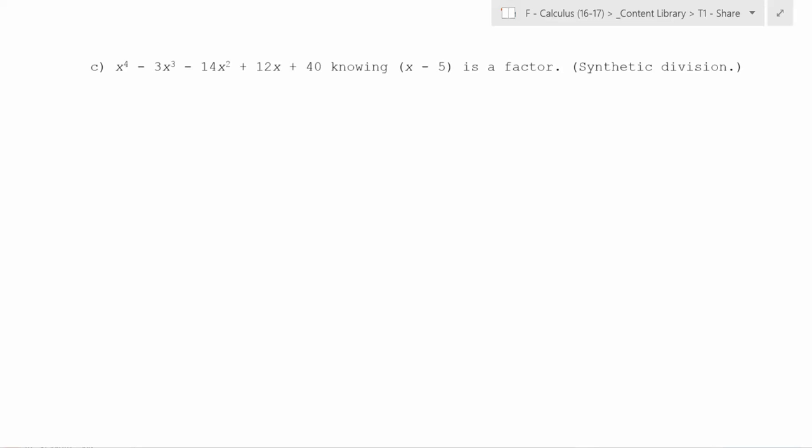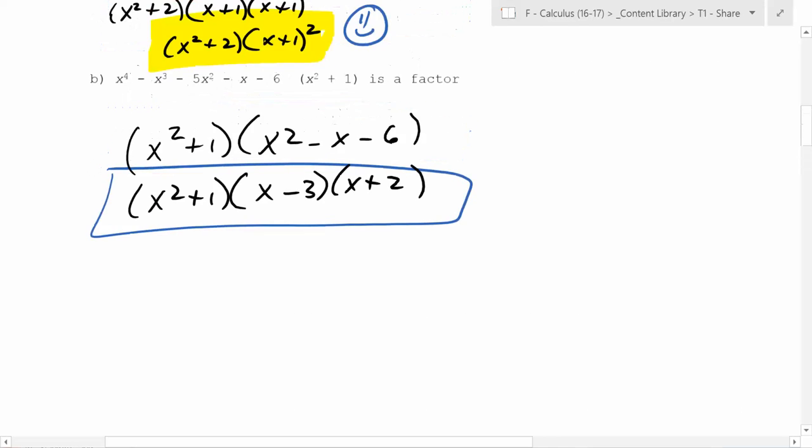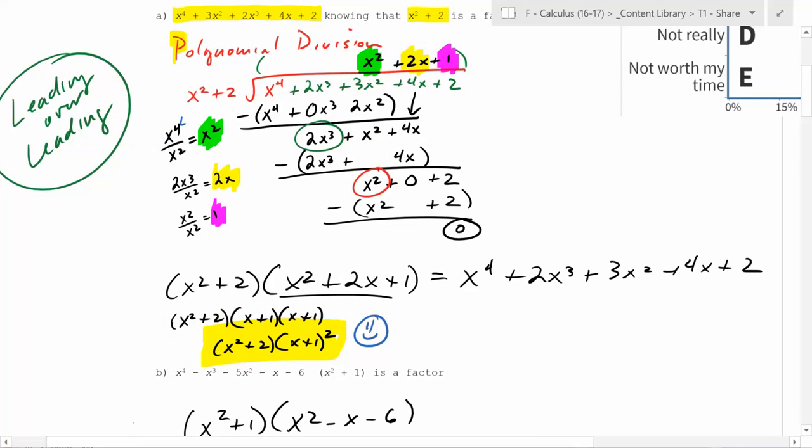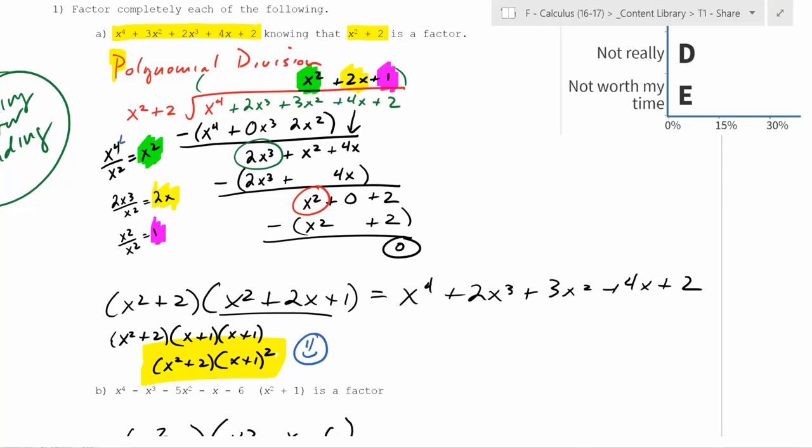Here's the key. Why couldn't we use synthetic division on the ones we just did? Because the factors were squared. Yes. If you need to divide by something that isn't linear, so you see it's squared right there, you have to use polynomial long division.